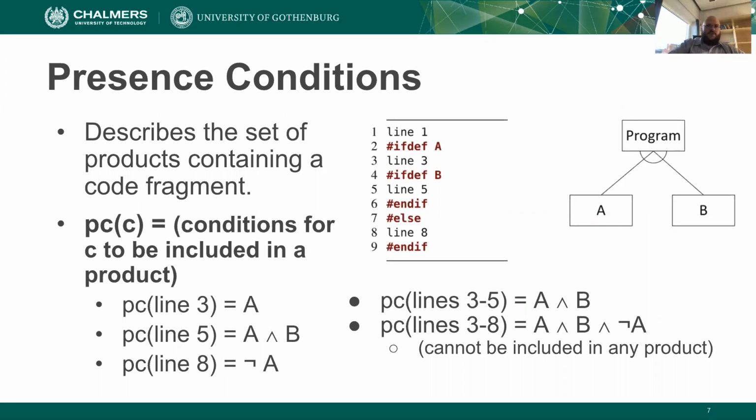Now we can do this not just for one line. This can be any arbitrary segment of code, right? So what about lines 3 through 5? Well, that would be A and B also, because that's the combination of conditions to get to this point. What if we wanted to say what are the conditions for this whole thing from line 3 through 8? Well, that would be A and B and not A because of this line, right? And that's contradictory. So that means that we can't have this whole segment, line 3 through 8, in our product. That's impossible to meet, so that can't be included. And we can look at subsets of this that can.